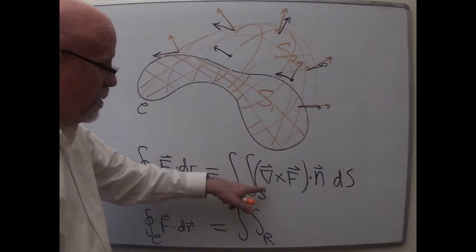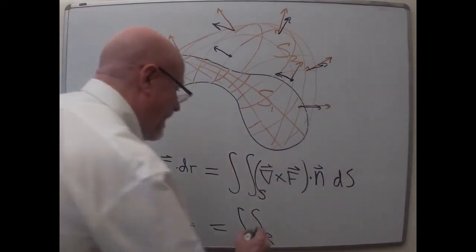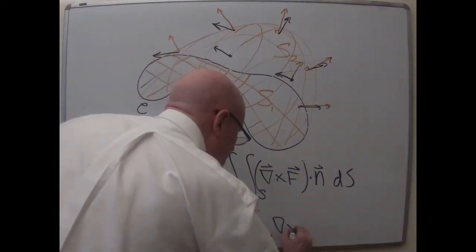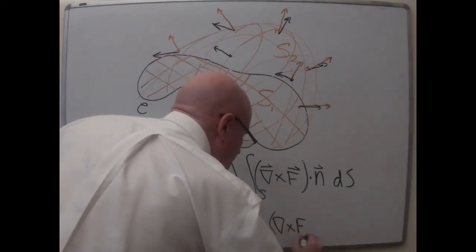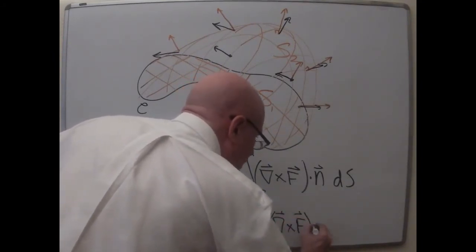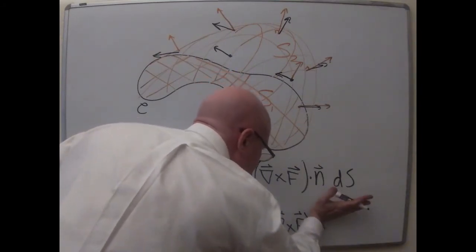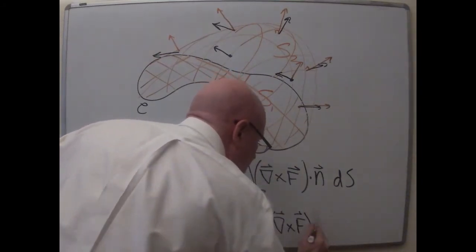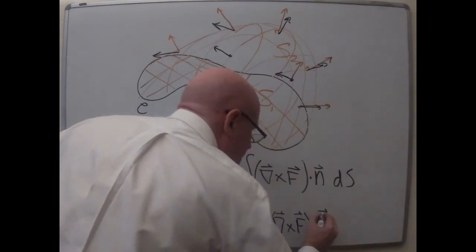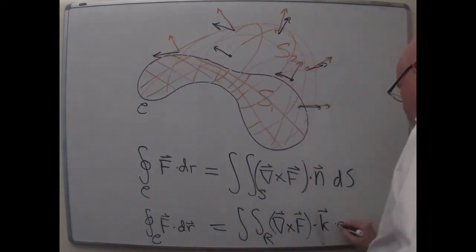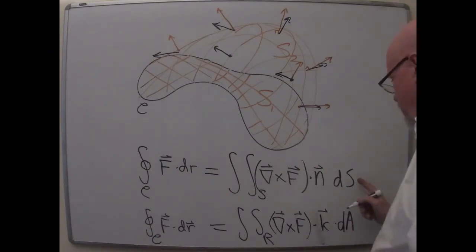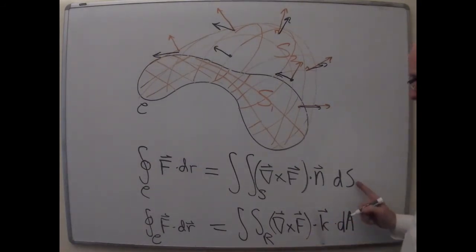But remember how I just wrote the K component of the curl? This is del cross F dotted with K. And now that's with respect to area, because this region R is flat, so we don't have the scale factor that changes area computations into surface area computations. But the fact that the dS and the dA are slightly different, that's not bad.